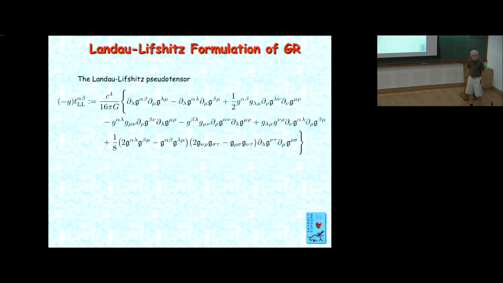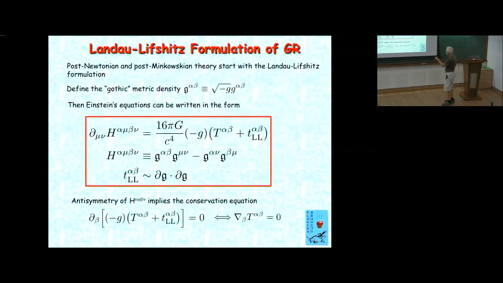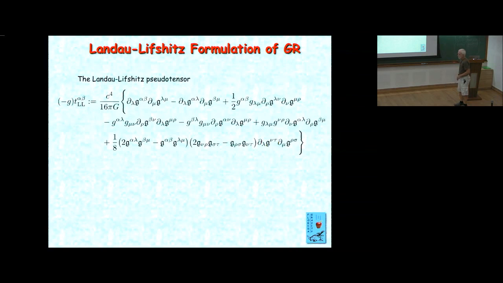Okay, there's the Landau-Lifshitz pseudotensor. That's this thing that sits on the right-hand side. And there it is. It looks horrible, but you soon learn to love it. Notice it's quadratic in partial derivatives of these Gothic metrics. There's some other metrics here just to contract the indices, but it's always quadratic. No higher order terms, just quadratic in derivatives. That'll turn out to be a very useful and important property of this object.